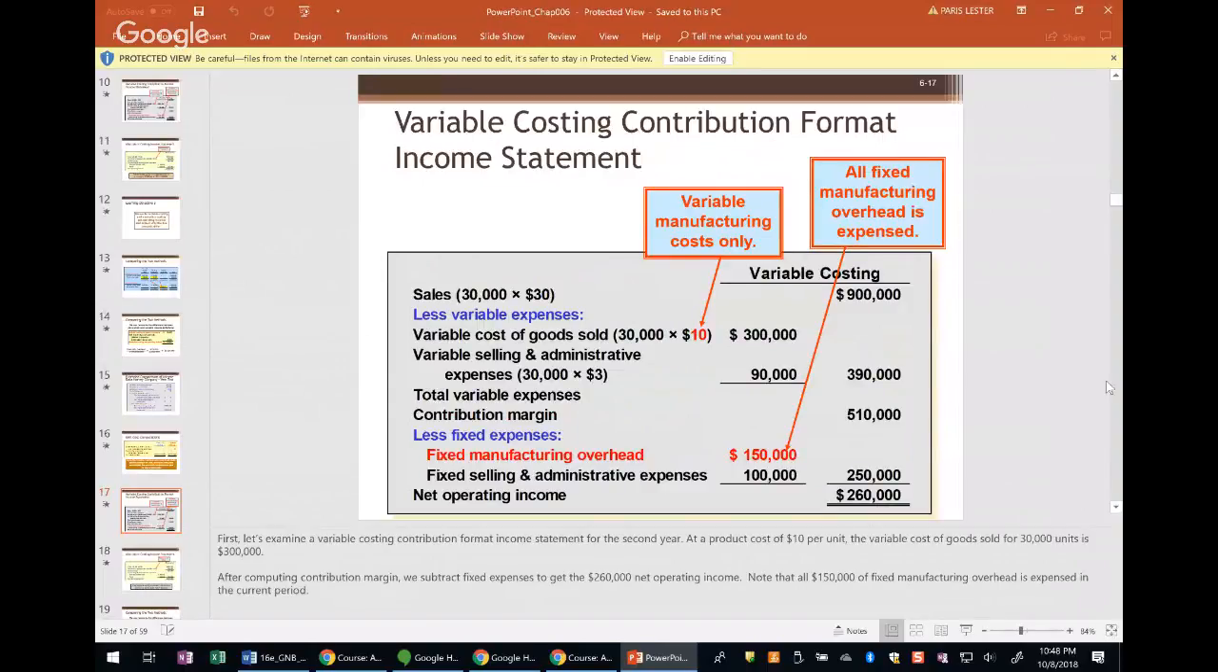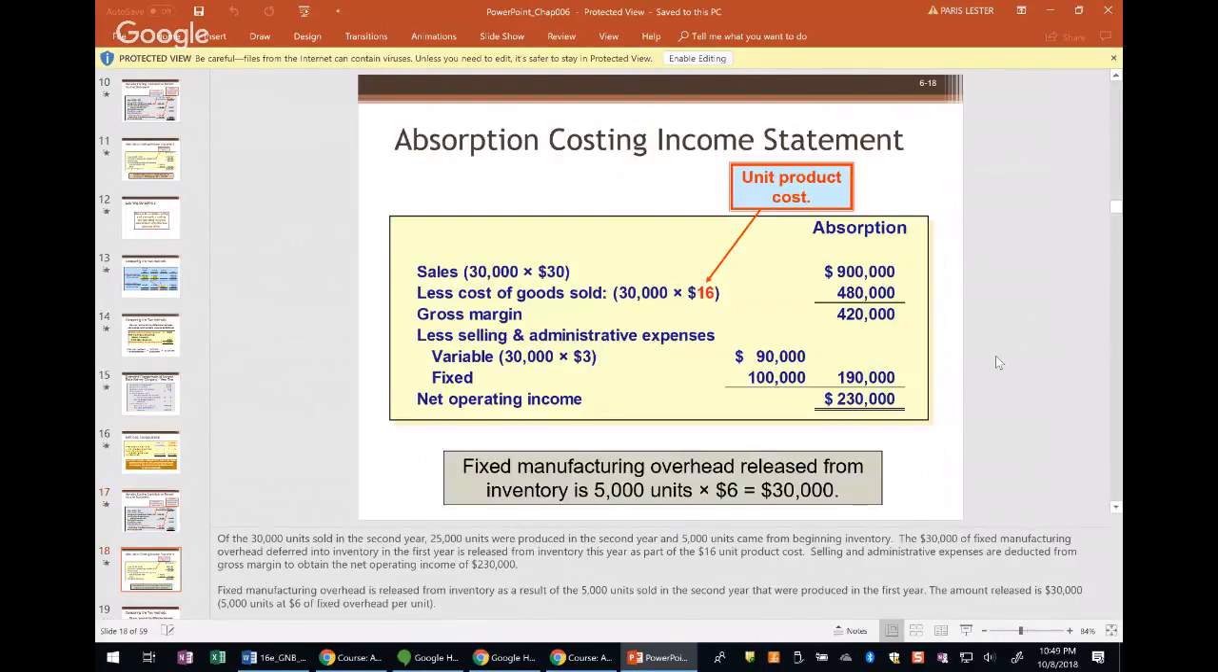All right, I think we looked at this contribution income statement. Again, your variable cost and your fixed cost. Absorption cost and income statement, you've always had gross margin. Now you can break selling and administrative down into variable or fixed. Well, if you know them, you don't even have to break them down, but here they did.